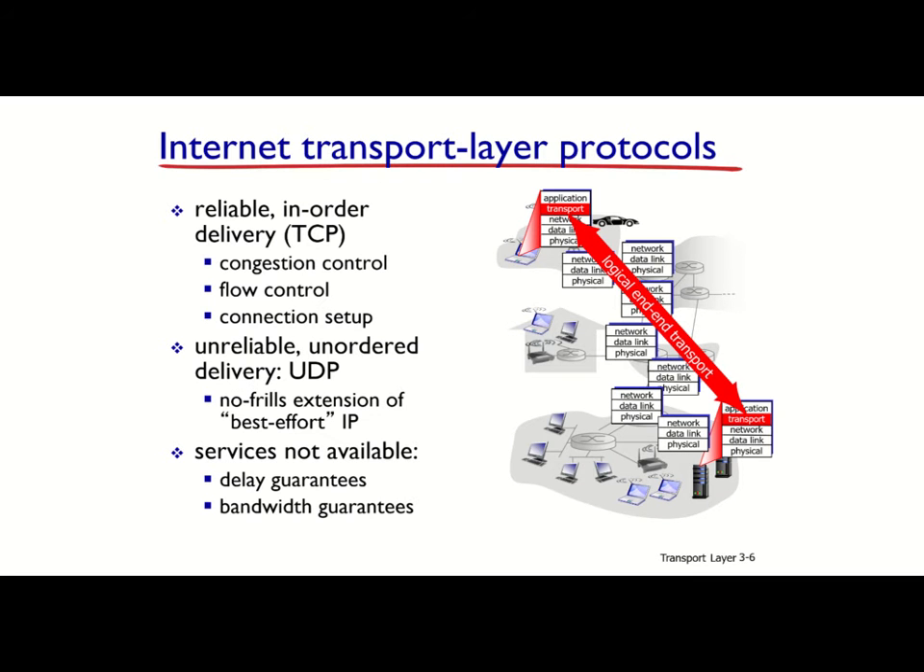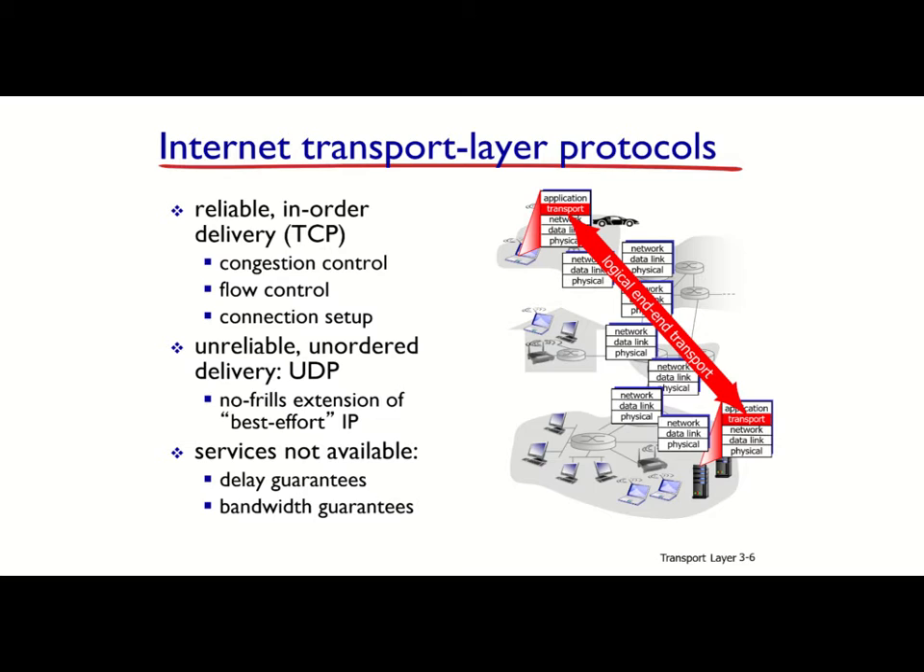Here you can see some of the services that TCP and UDP provide in the internet. As I said, TCP and UDP are two famous internet transport layer protocols. TCP is known for its reliable and in-order delivery. It also supports congestion control and flow control. It provides these services, and also you have to have a connection setup in TCP.